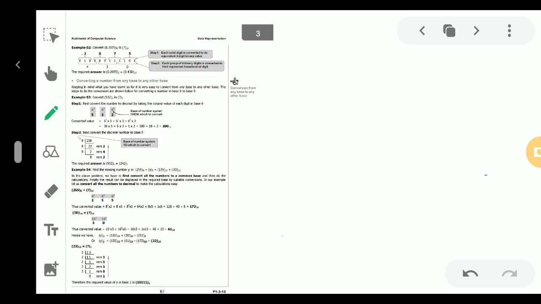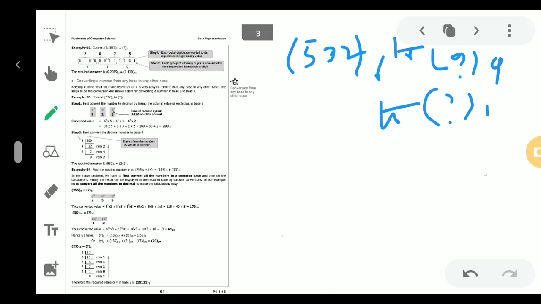So the question is given: 532 base 6, we have to convert into base 9. First remember that from any base, whatever base is given, first convert into base 10. From base 6 you will convert to base 10. This is the first step. So in the first step I am moving 532 from base 6 to base 10.